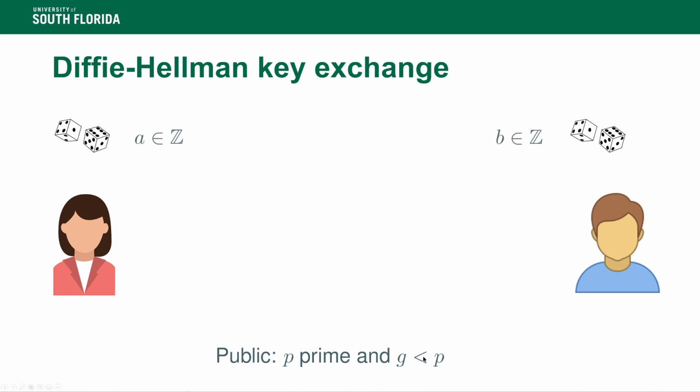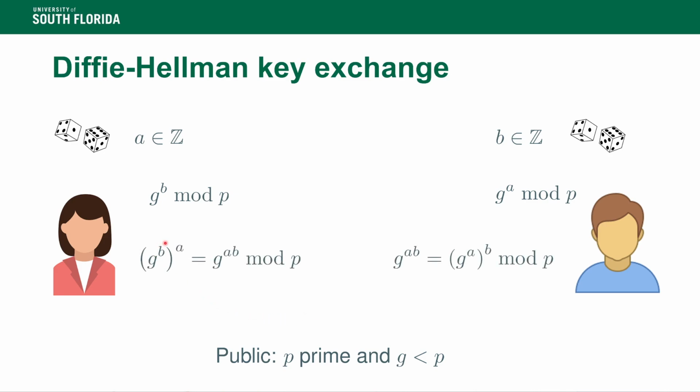Then Alice and Bob independently choose some random numbers a and b, and Alice raises g to the power a and reduces mod p, so that gives you a number between 0 and p minus 1, and Bob does the same with b. And then Alice and Bob exchange their values, okay? So then Alice has g to the b mod p, and Bob has g to the a mod p. Then Alice can raise g to the b to the a, and that gives her g to the ab, and reduce mod p.